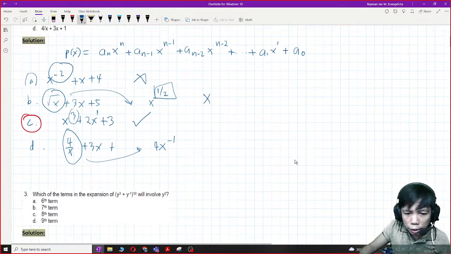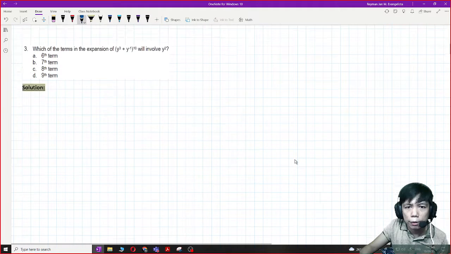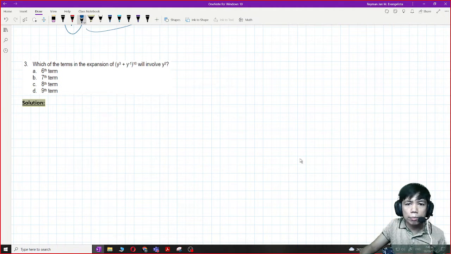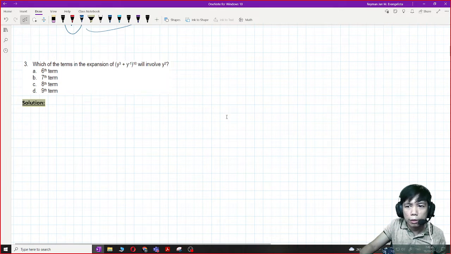Okay, number 3. Ayun. Sana yun dito. Sige, dito pala. Kasi lumiit.